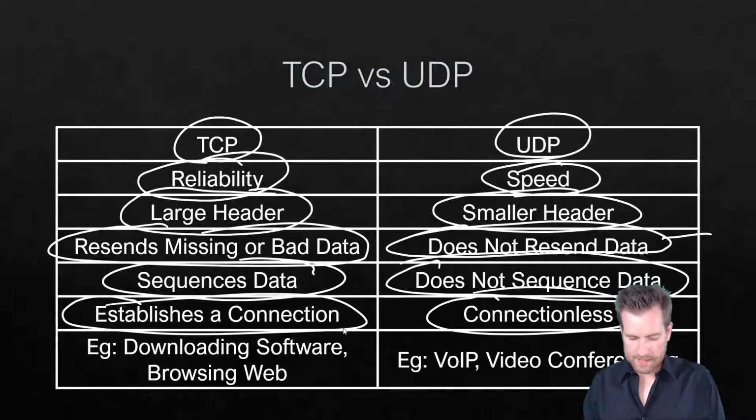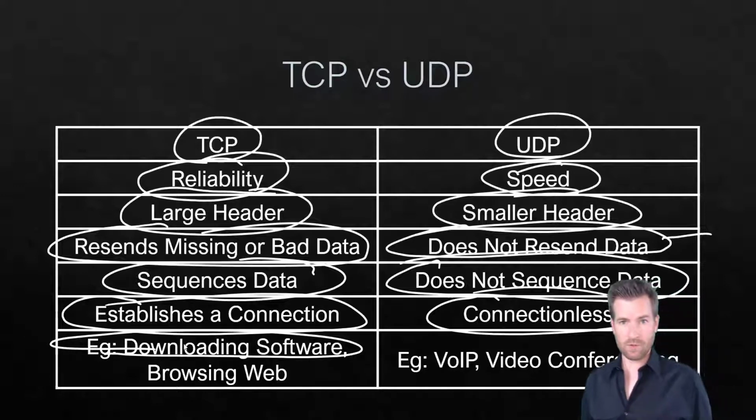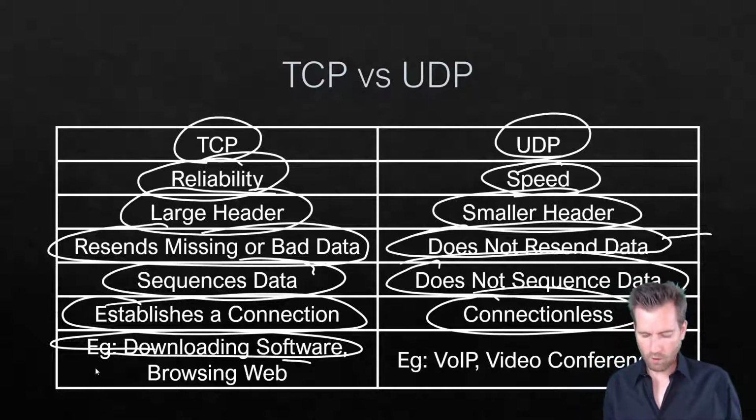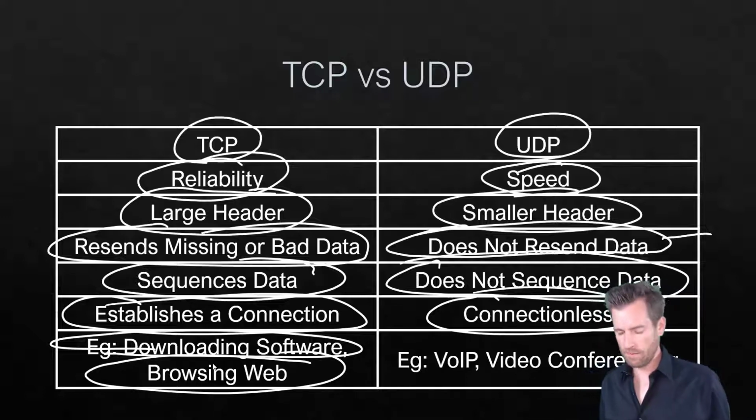And then some examples of this: TCP is used for downloading software, where you do need all of the components of the software. You can't just have a partial list of this software. That's not going to be acceptable. Or web browsing, you want the whole web page. You don't want just a partial part of that web page.